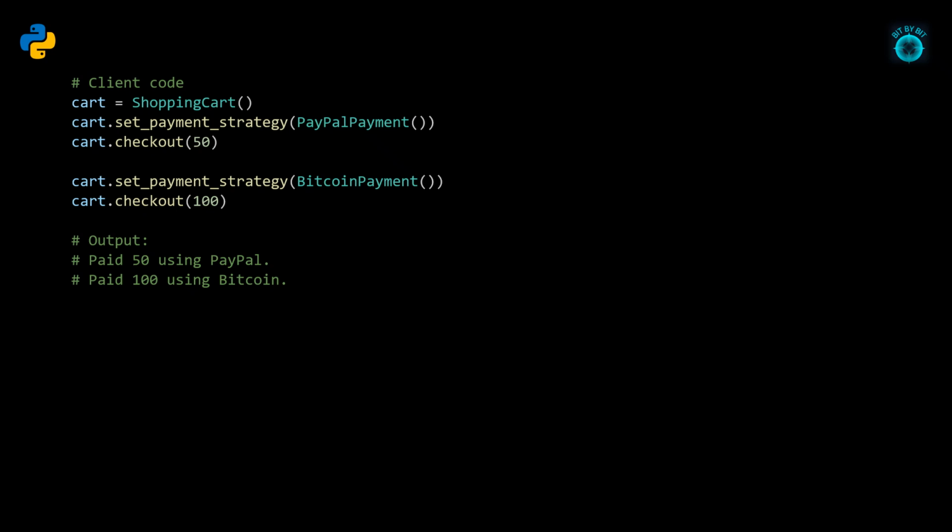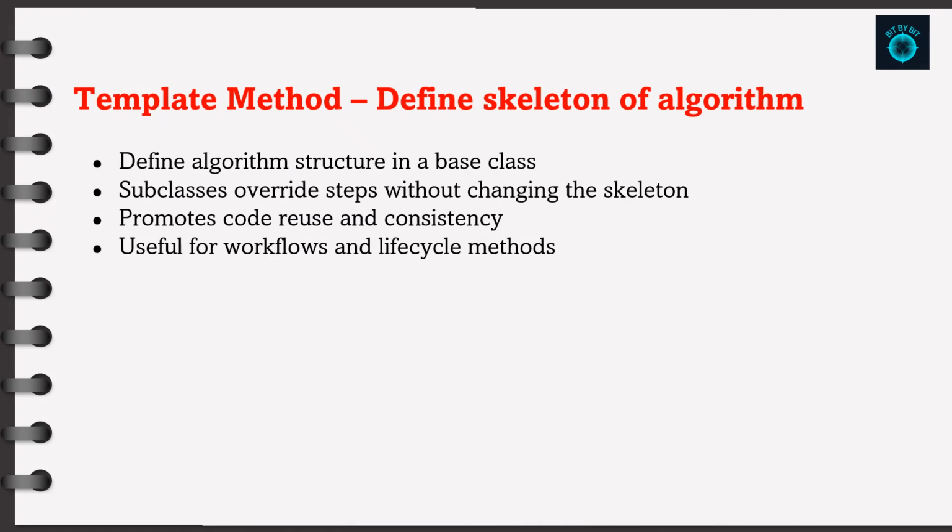Template method: defines the skeleton of an algorithm. The template method pattern defines the skeleton of an algorithm in a base class. It allows subclasses to override specific steps without changing the overall structure. This approach promotes code reuse, ensures consistency across implementations, and makes the algorithm easy to extend.